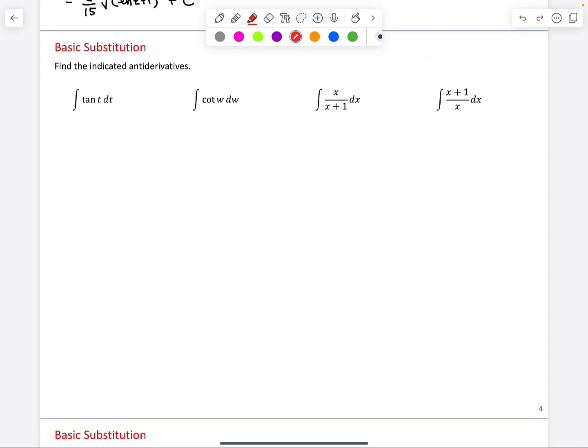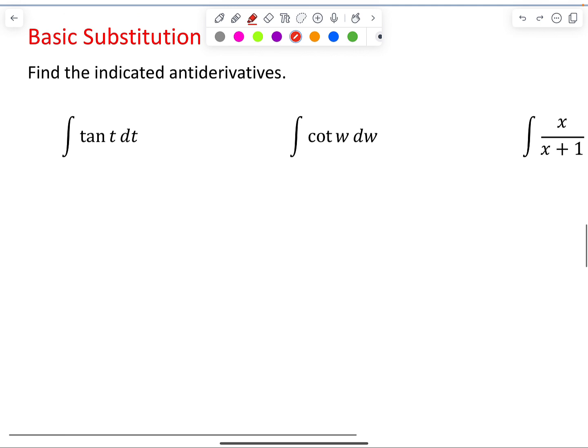Find the indicated antiderivatives. First one is an integral of tangent. On our summary of antiderivatives on the first page, you might have noticed that we did not have formulas for the integral of tangent or cotangent. We're going to explore how to find these antiderivatives now using a basic substitution.